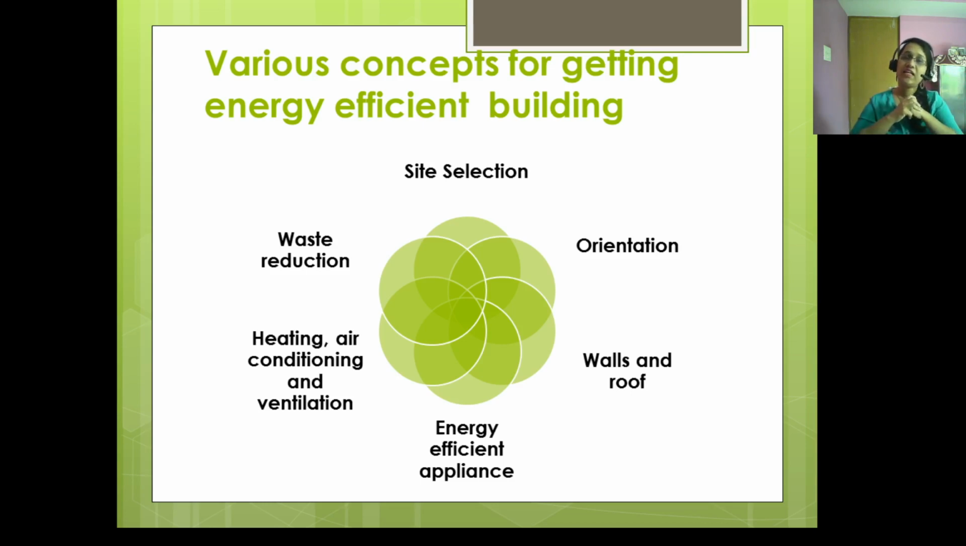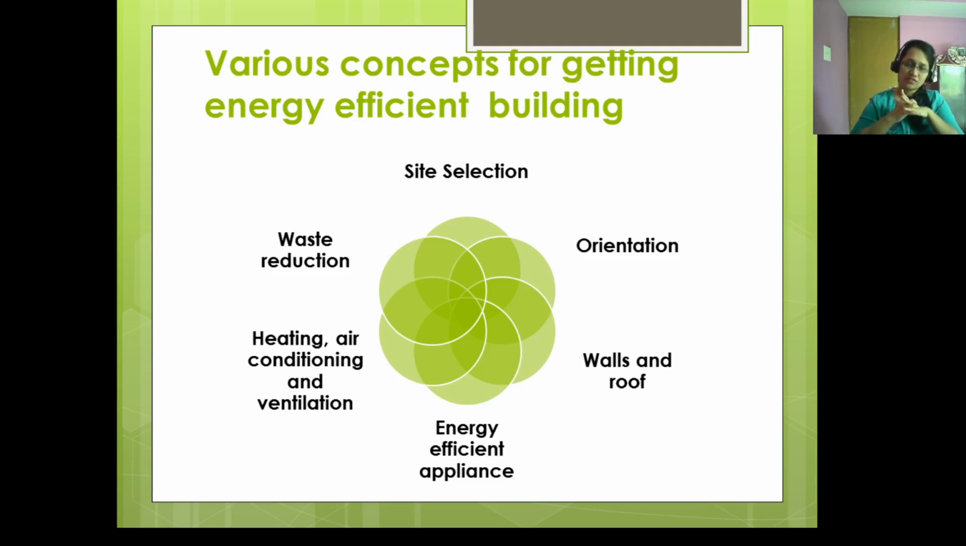Next is heating, air conditioning and ventilation. Reducing the heat load of the structure allows for the installation of a smaller heating and cooling system. The importance of a high quality ventilation system is often overlooked during the design phase, but it is fundamental construction in the green building.